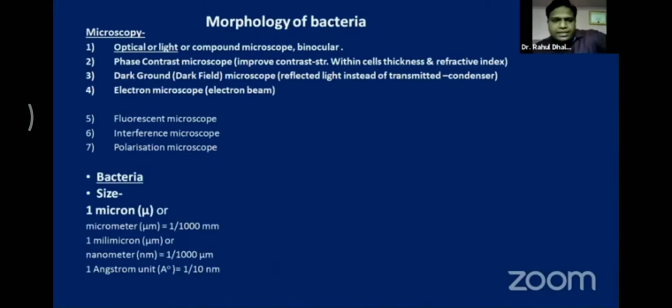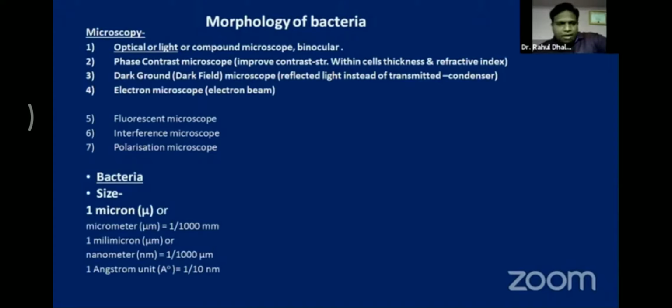Morphology is the external appearance of a bacteria. Microorganisms are too small, we cannot see them with the naked eye, so a microscope is required to observe them. There are four types of microscope: optical, phase contrast, dark ground, and electron microscope. Further new inventions are fluorescent microscope, interference microscope, and polarization microscope.